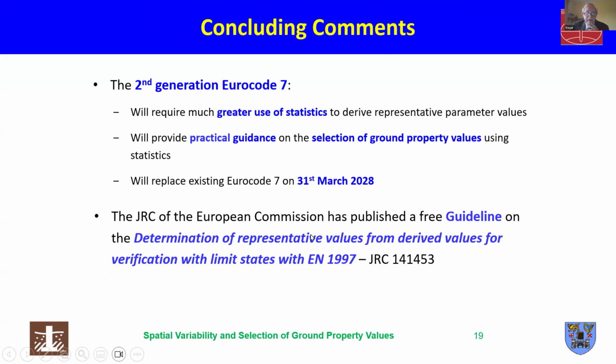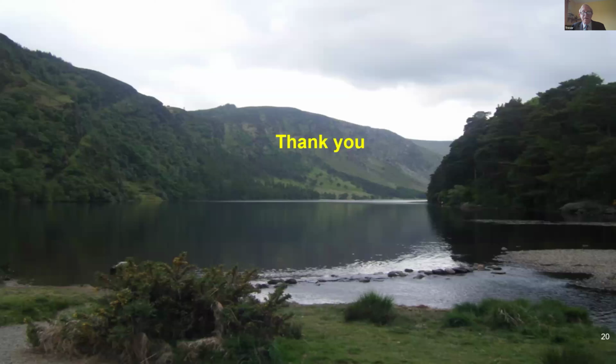And then the guideline document, which was mentioned by the previous speaker, there are 5 of them, but this is the one that I was particularly involved in. The JRC European Commission has published, they're free on the website, a guideline on the determination of representative values from derived values for verification with limit states with EN 1997. So you can find out some more about the selection of representative values from that guideline. So that's the end of my talk. Thank you.